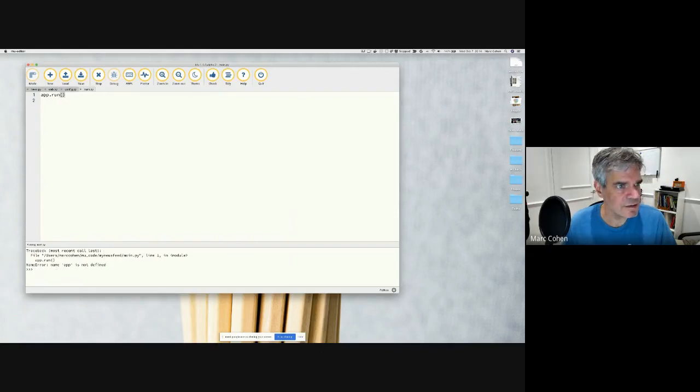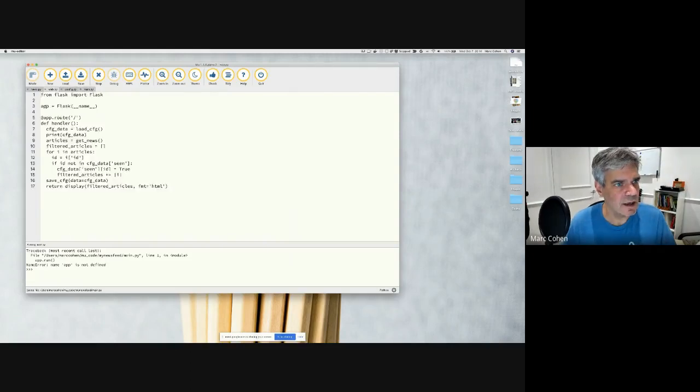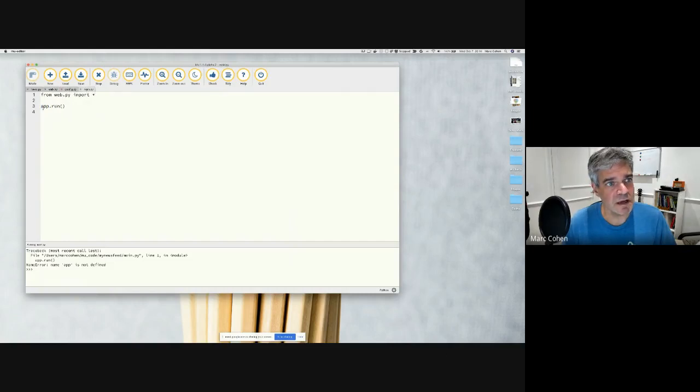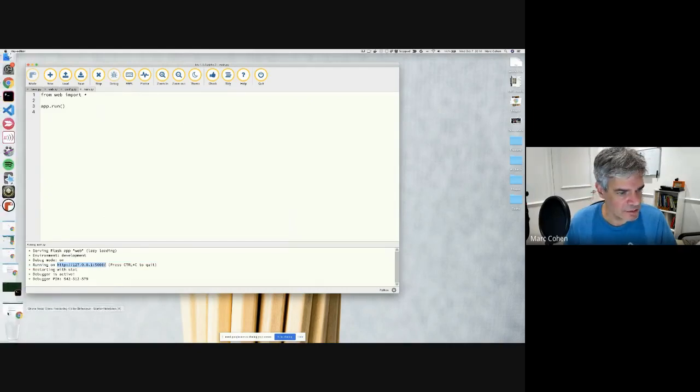It says name app is not defined because I need to import, let's say from web.py import star. That's because this app is defined in the web component. I need to import it into main if I want to use it. Let's save that and try running it again. No module named web.py. Web is not a package. Okay, so I didn't need to say .py there. Save and run. And it seems to have run. It spit out this URL. Let's try putting this into our browser.